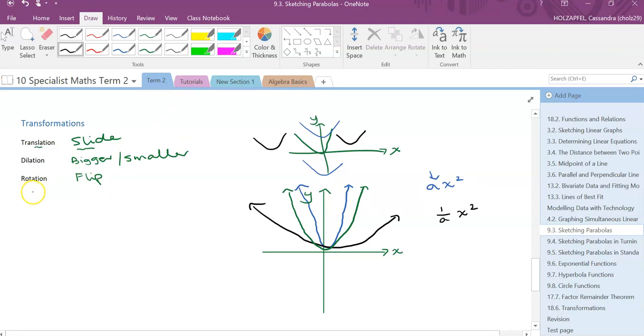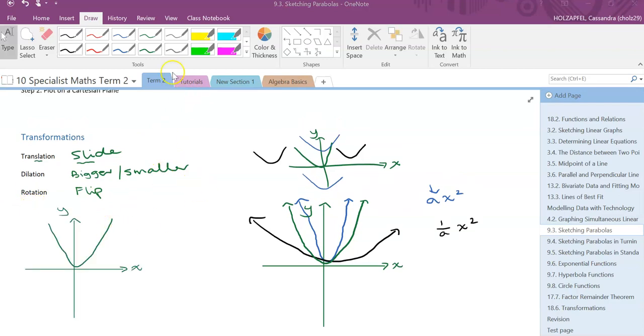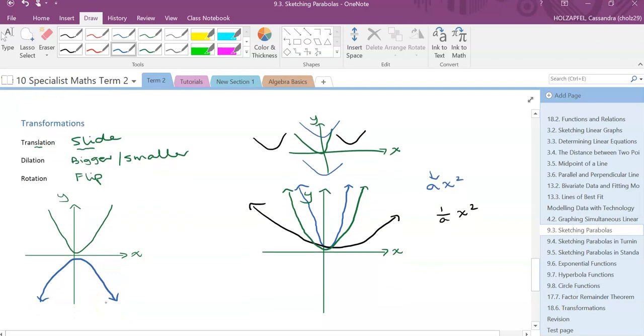All right, the last kind of transformation that we have is called a rotation or a flip. I've drawn my graph on there now. If I was to flip this over in this direction, that flips the parabola straight to the other side. So those are our 3 different kinds of transformations that we're going to see for a parabola. Let's have a look now at the equation and how we can manipulate it.